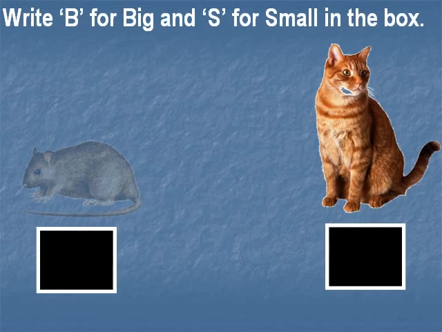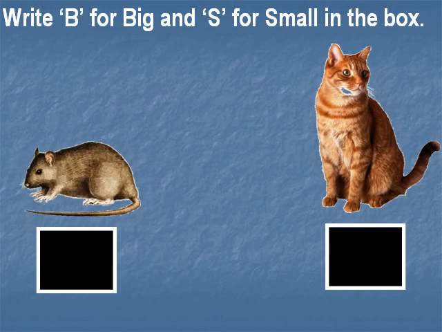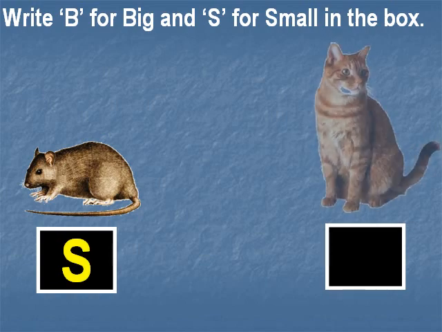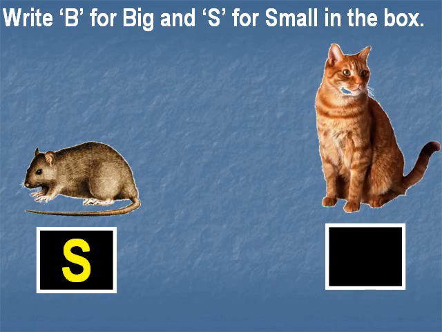Rat. A rat is a small animal, so write S for small. S. Cat. A cat is a big animal, so write B for big. B.